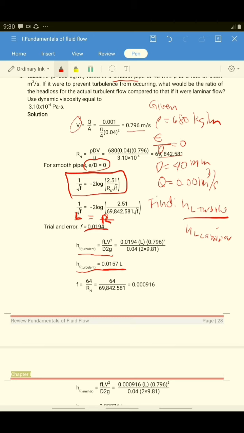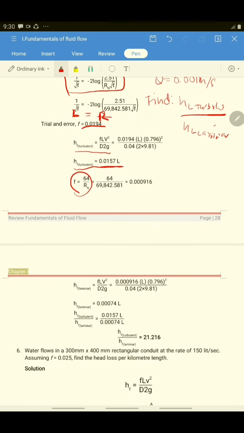For laminar flow, you have F is equal to 64 over Rn. So substitute this to the formula. Your laminar now is equal to 0.00074 of its length. Okay, so you can express this also in percentage.